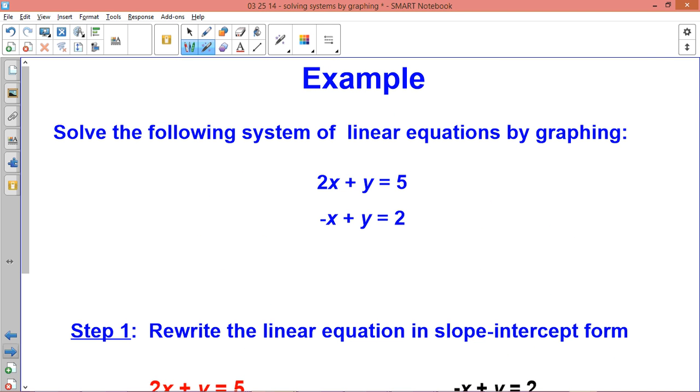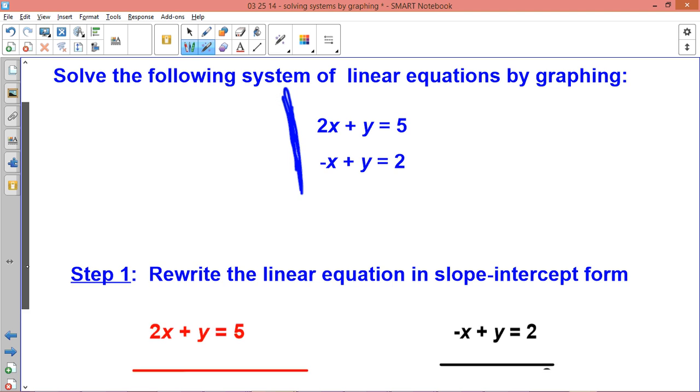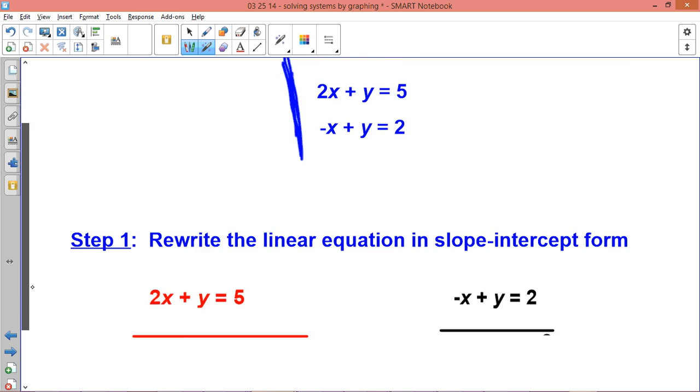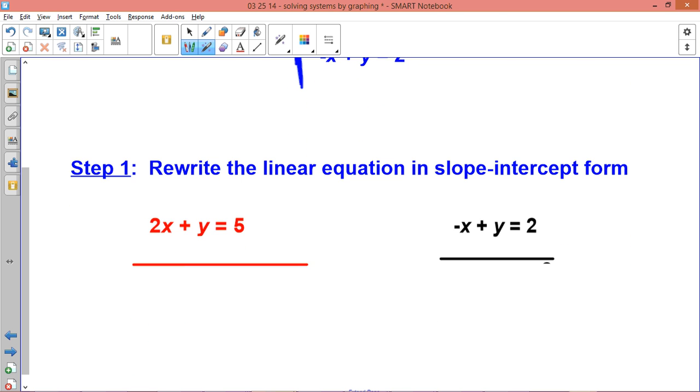So we're going to do a full example now. We're going to solve this system of linear equations by graphing. First thing I need to do, I want to put these both into slope-intercept form. Notice, because this is a system of linear equations, I have two equations. I'm going to graph them both on the same graph and figure out where they intersect, if they do at all. I want them both in slope-intercept form.